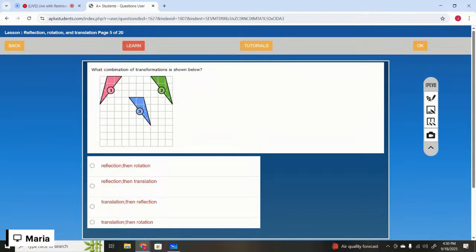What combination of transformation is shown below? 2 is the reflection of 1. Reflection and then, no, reflection and then translation.